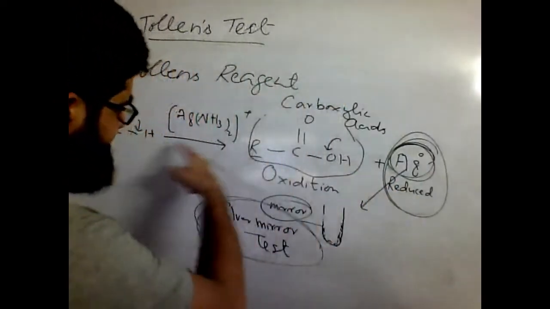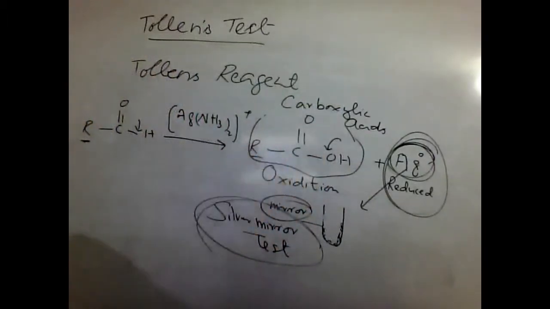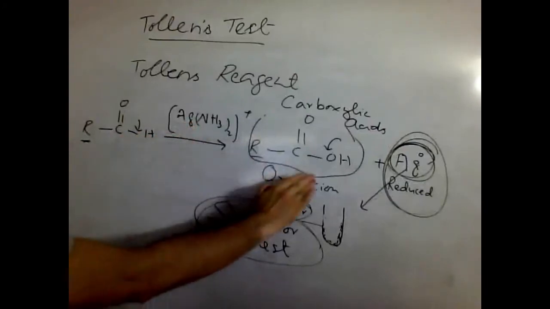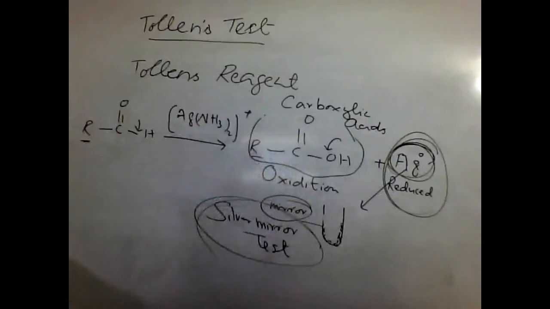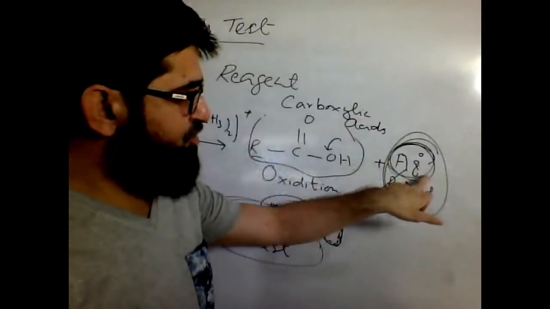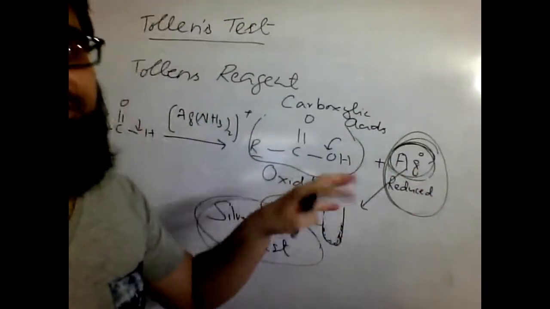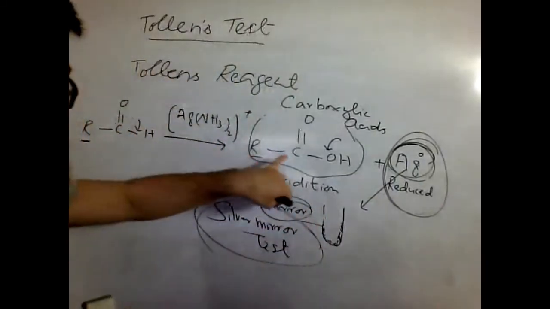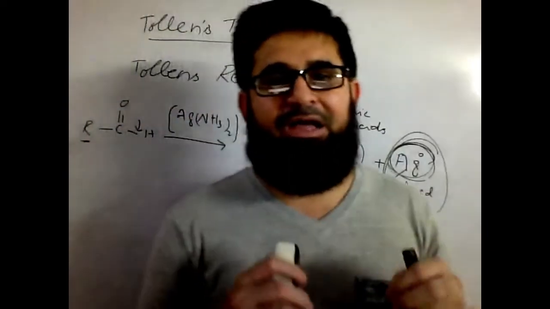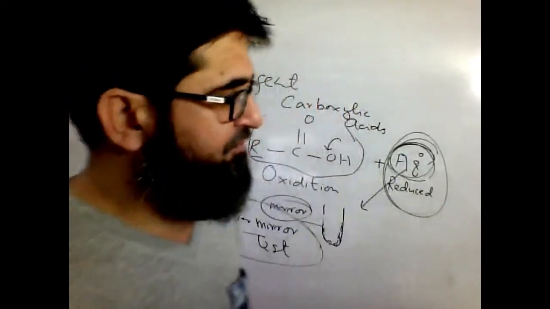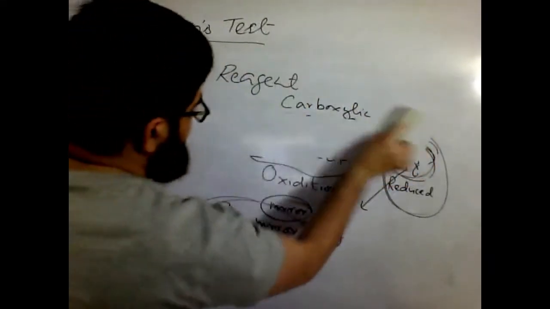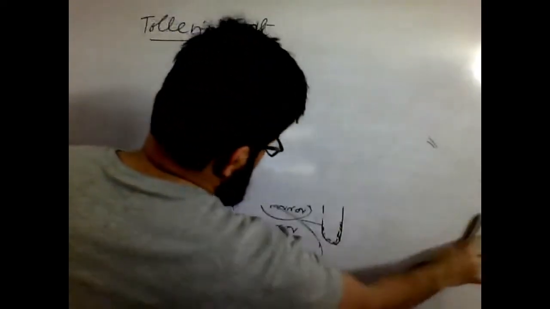This is the general representation of the test. What has happened? Aldehydes, ammoniated silver nitrate, oxidation of the aldehyde into the carboxylic acids, and then the reduction of the silver. This is how it happens. How it gets oxidized, how it gets reduced, that's the main thing that happens actually inside the test tube. I will try to convince you with a bit of logical mechanism that is involved in it. Let's see together what happens inside that.